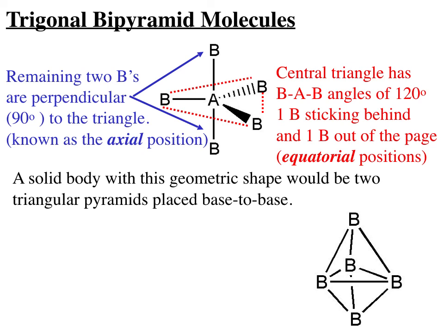a perpendicular B below. Now the B's in the triangular plane in the middle are all 120 degrees apart, as if that's a trigonal planar part of the molecule. Then above that and below that, 90 degrees from that plane, is a B sticking out on both ends. Now, of course, those 2 B's would be 180 degrees from one another.